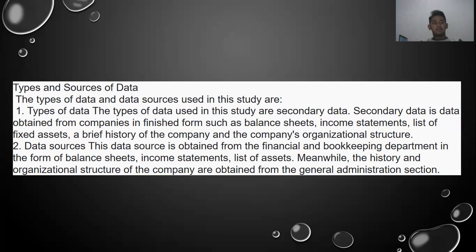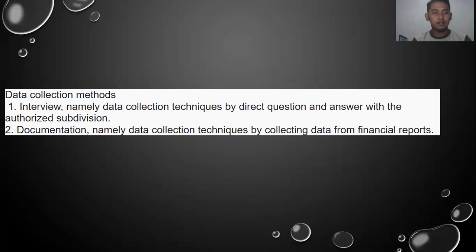And source of data. The type of data and data source used in this study are: number one, types of data. The type of data used in this study are secondary data. Secondary data is data obtained from companies in finished form such as balance sheet, income statement, list of fixed assets, or brief history of the company and the company's organizational structure. Number two, data source. This data source is obtained from the financial and bookkeeping department in the form of balance sheet, income statement, list of assets, while the history and organizational structure of the company are obtained from the general administration section.